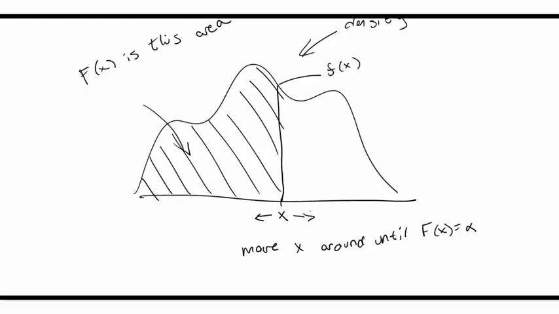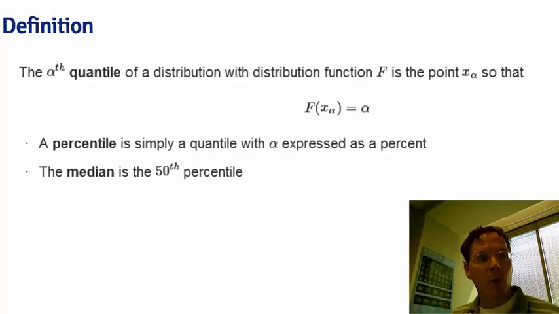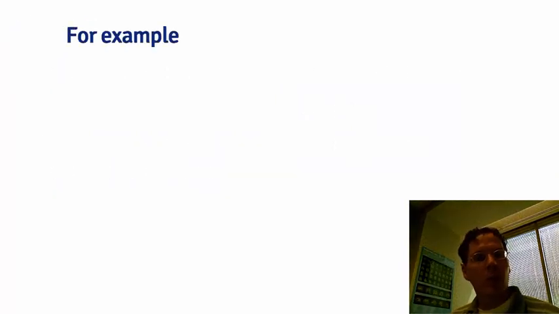Now we move the x point along until we find the point such that the probability of lying below it is 95% in this population distribution. Again, the percentile is simply a quantile with alpha expressed as a percent instead of as a proportion, and the median, perhaps the most well-known quantile, is the 50th percentile. We're going to use quantiles a lot, so it's worth reinforcing this point.